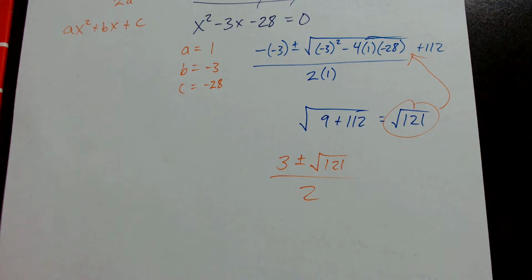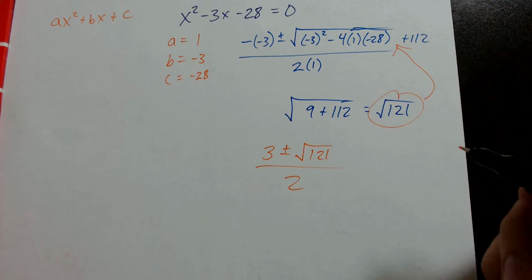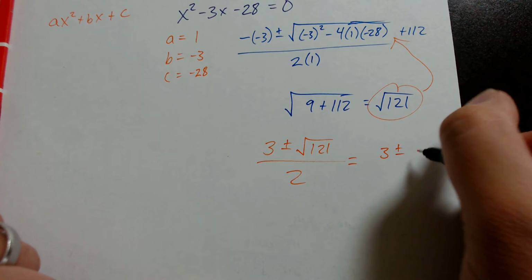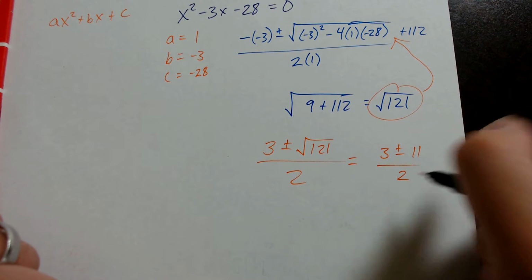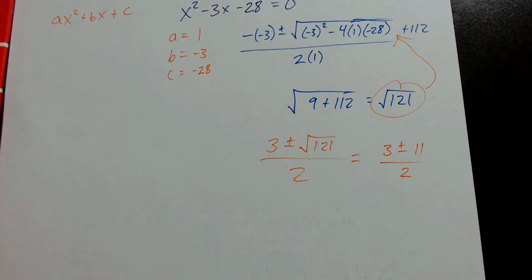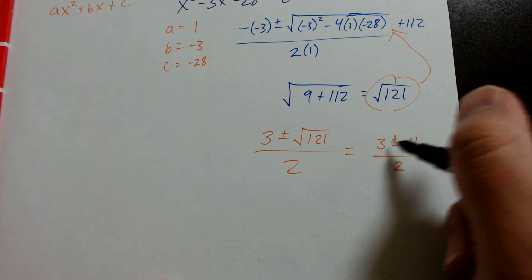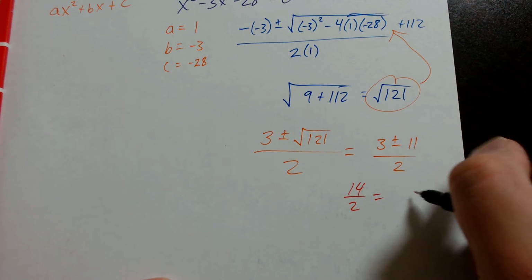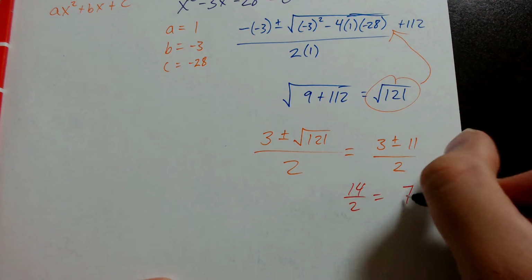What is the square root of 121? Well, it's actually 11. So this can simplify even more to 3 plus or minus 11 over 2, which means I have two possible answers. So let's go with the first route. If I do 3 plus 11, that's going to be 14 over 2, which equals 7. So 7 is one answer.